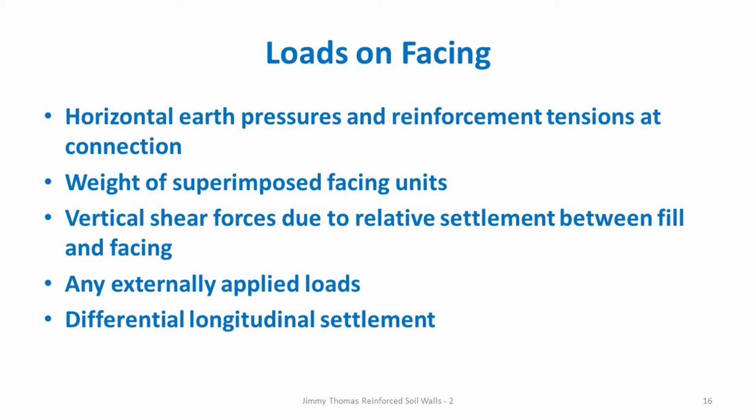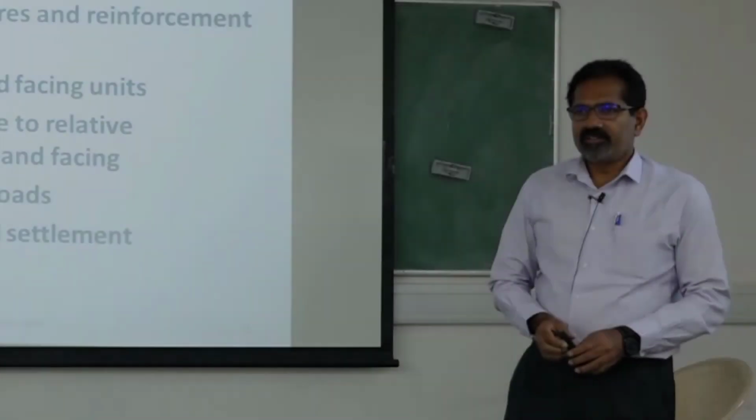Now, what are the loads acting on the facing? Again, the BS code gives this: the horizontal earth pressure and the reinforcement tension. The horizontal earth pressure is the action, which is resisted by the reinforcement. Then the weight of the superimposed facing units: at the lower level, the height of facing above it imposes vertical weight. Then vertical shear forces due to the relative settlement between fill and facing.